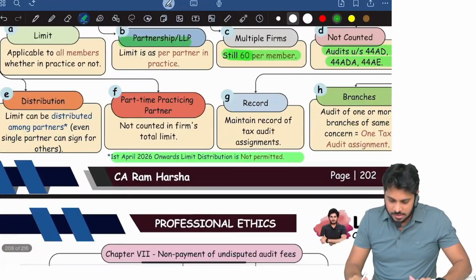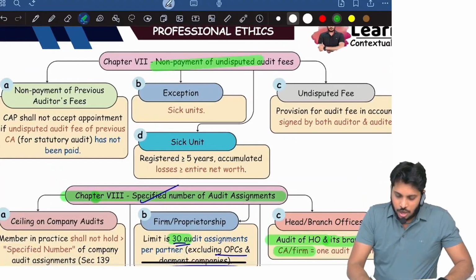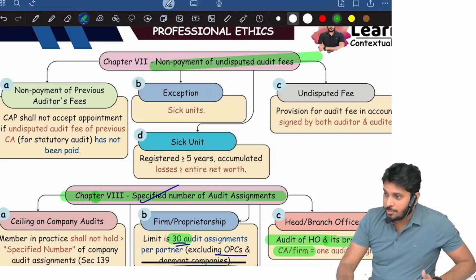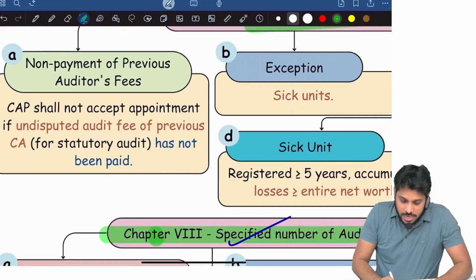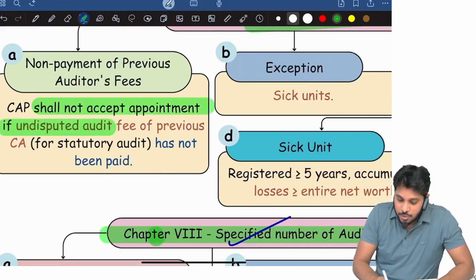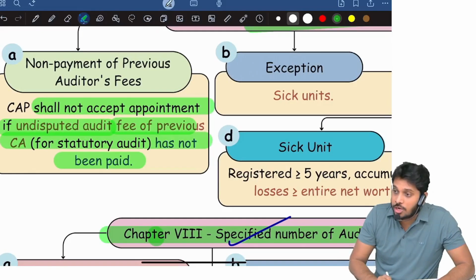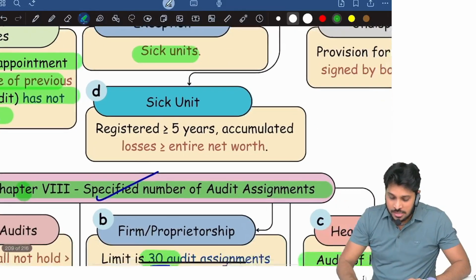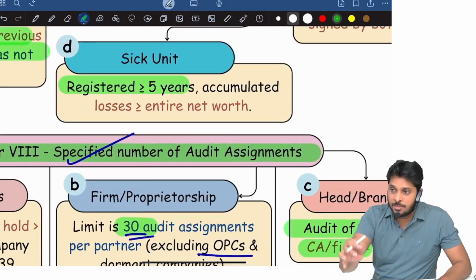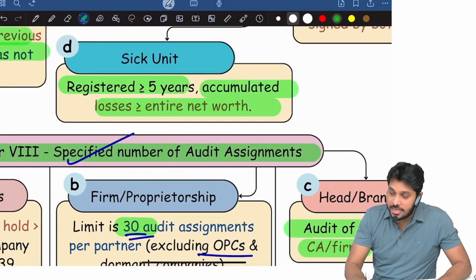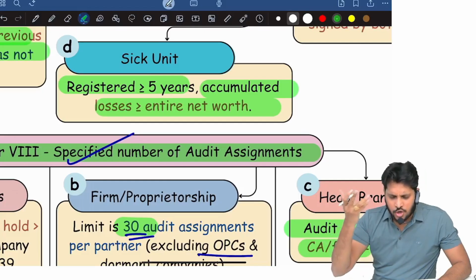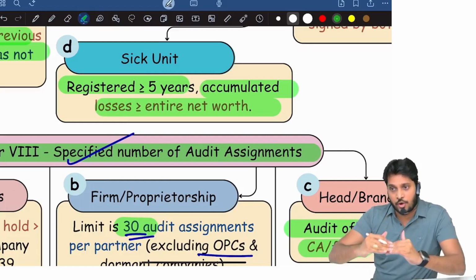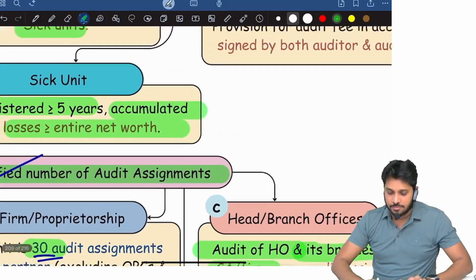That we will discuss. So, non-payment of undisputed audit fee. This we have already seen in clause number 8, communication with previous auditor. So a CA shall not accept appointment if the undisputed audit fee of the previous year is not paid. This condition does not apply if the client is a sick unit. Sick unit means it is registered for at least a minimum of 5 years and accumulated losses are more than or equal to net worth, nothing but the net worth is eroded, either 0 or negative.